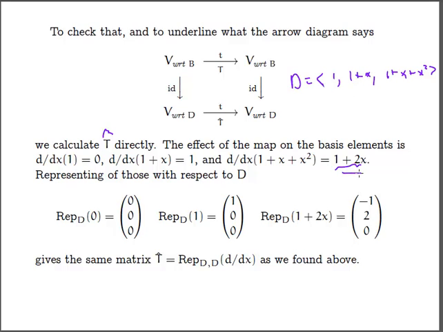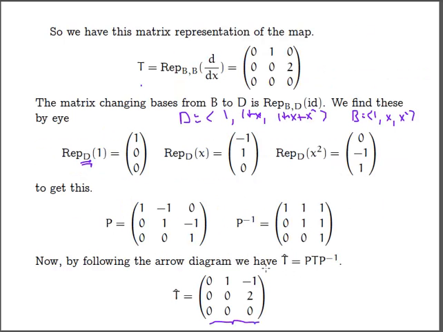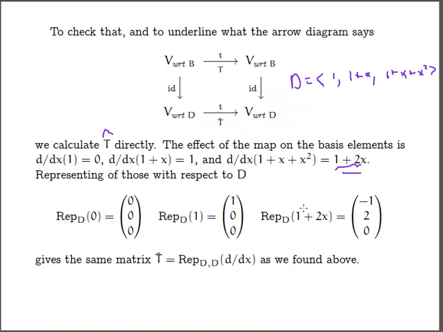2x. Okay? Now the representation with respect to D of the linear transformation will be the matrix which has these as columns: 0, 0, 0 first column, 1, 0, 0 second column, minus 1, 2, 0 third column. That's exactly the same matrix that we got by another route. So we have shown that this method is in fact consistent.